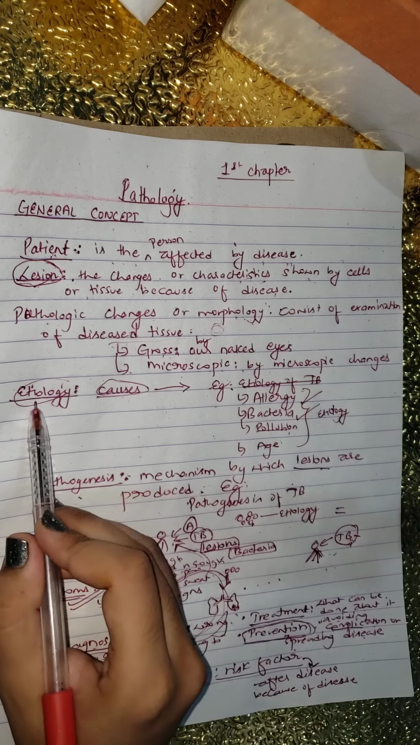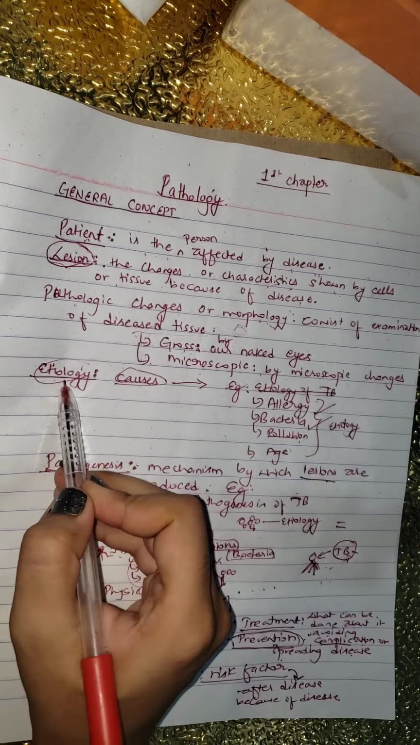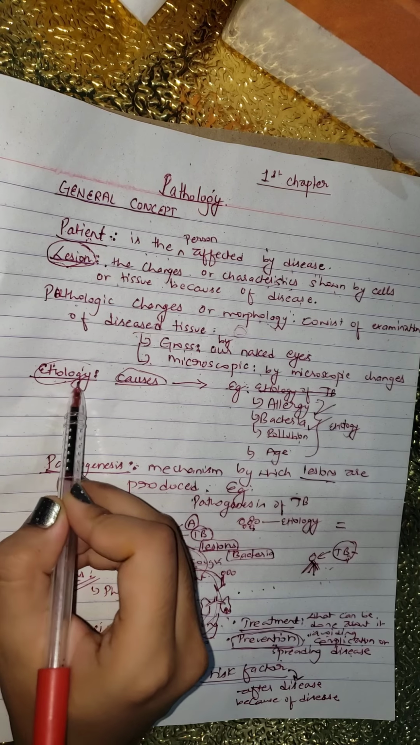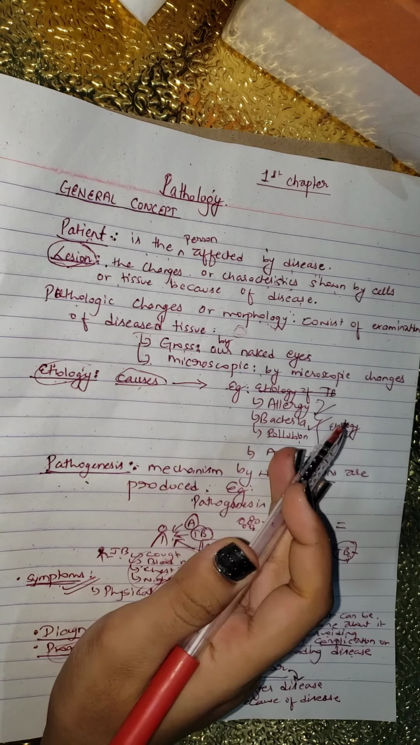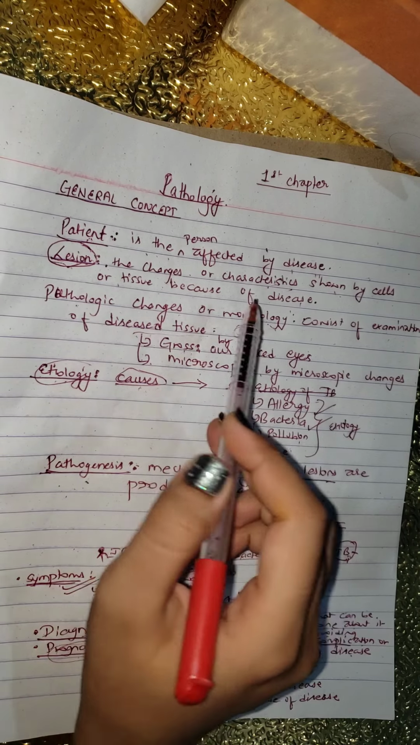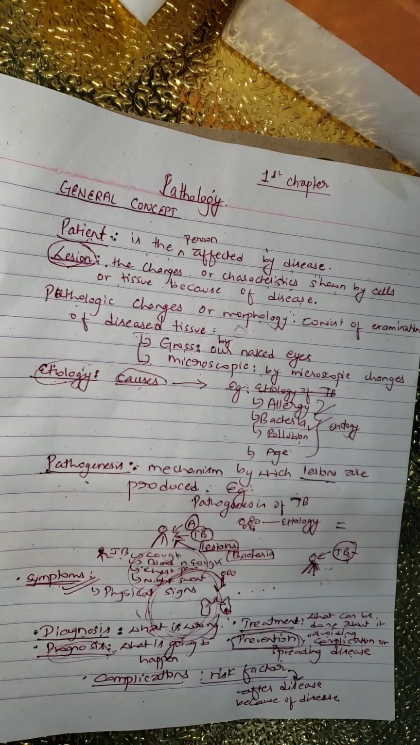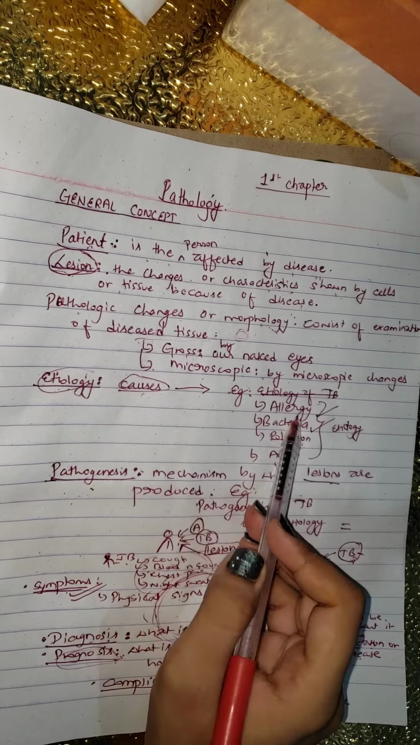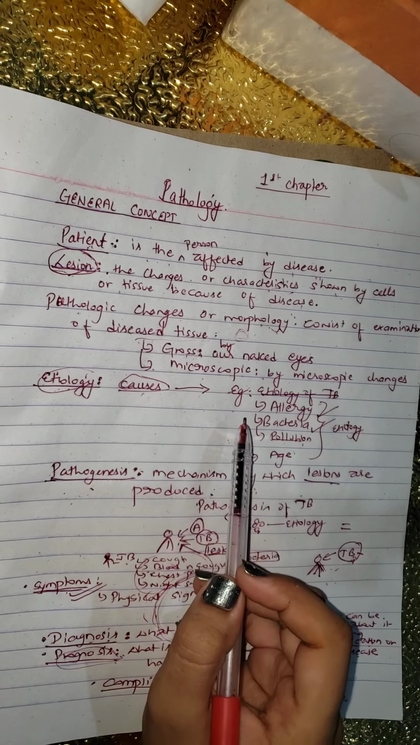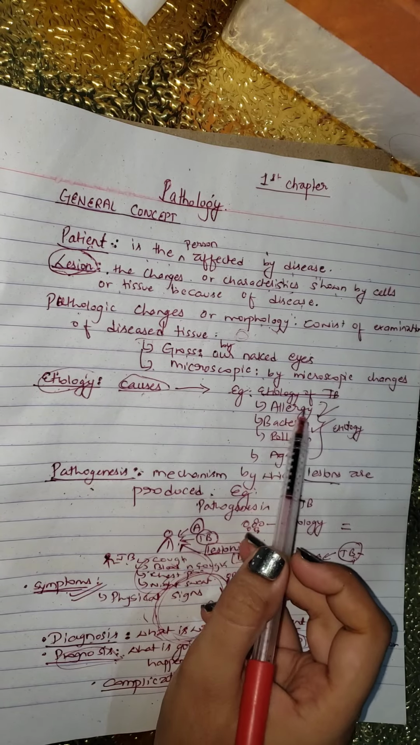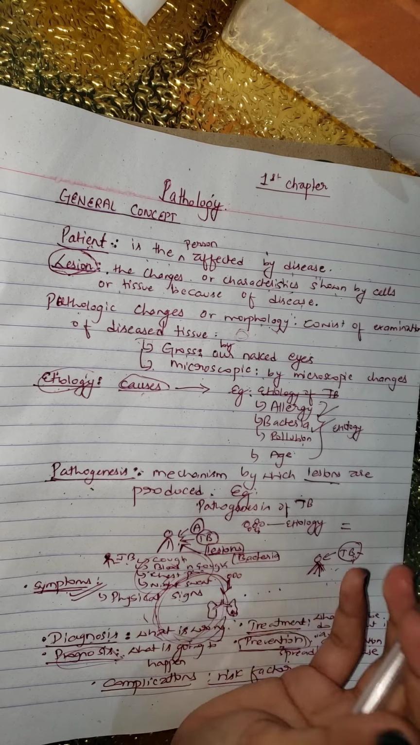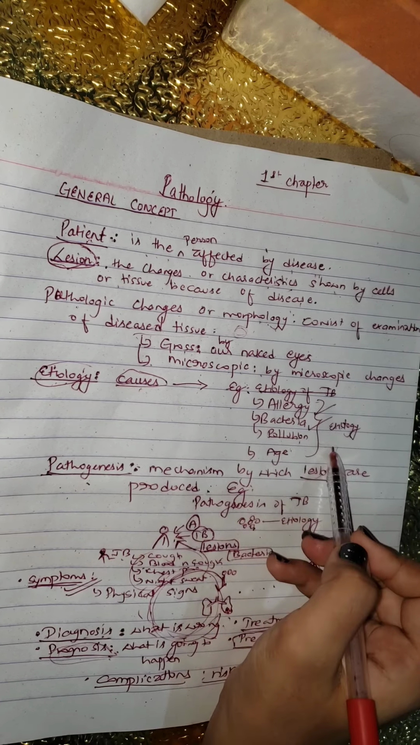The next thing is etiology. Etiology is also a very common word. Etiology generally means causes. What are the causes that are causing the disease in the patient? So for example, if a person is suffering from tuberculosis, there can be many causes like allergy, bacteria, pollution, yeast, anything. Those are called etiology.